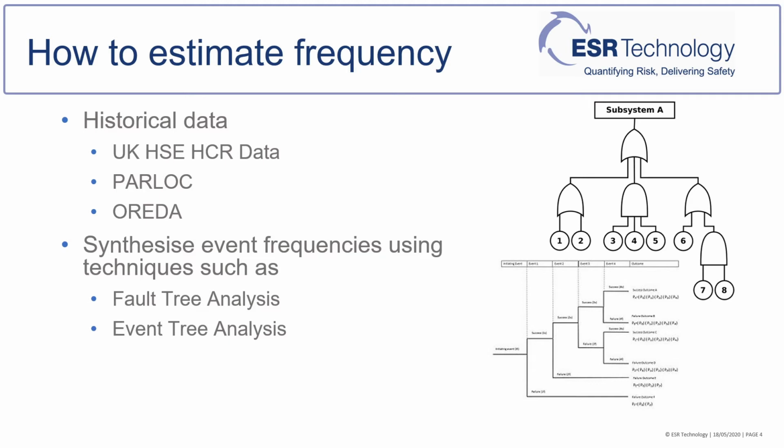This top event can then be used as the starting point for an event tree, which is the converse of a fault tree. From an initiating event, such as loss of containment, probabilities such as ignition or mitigation can be considered to determine the frequency of harm or risk.